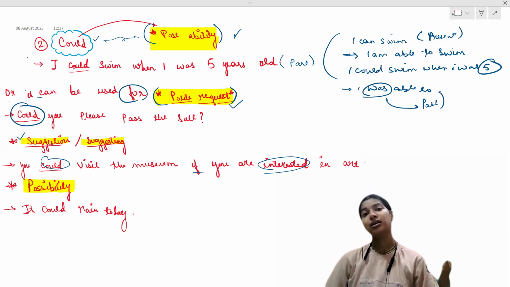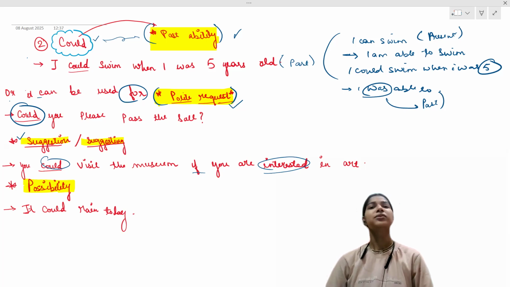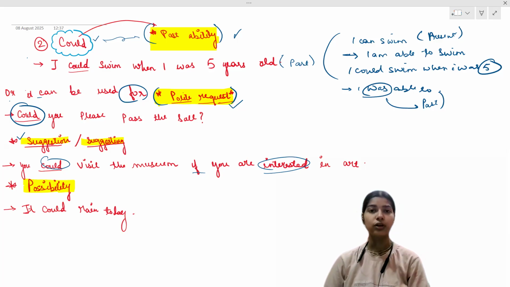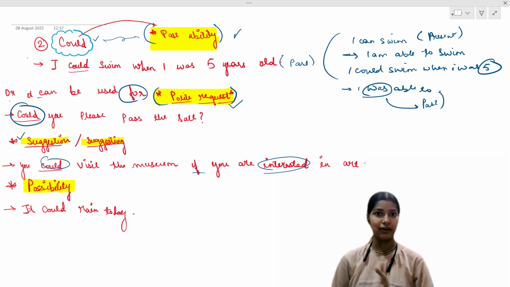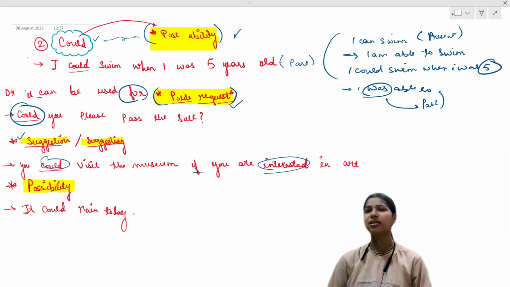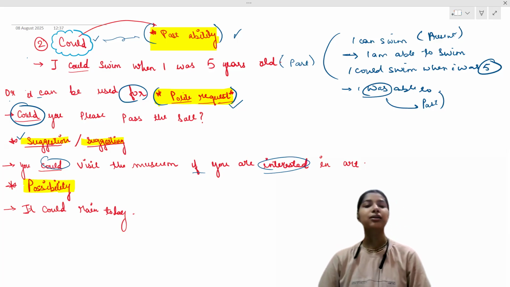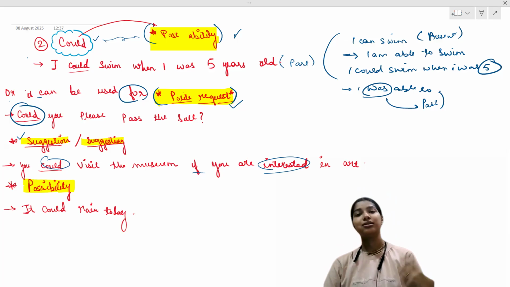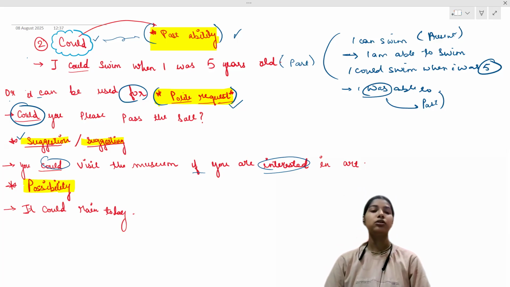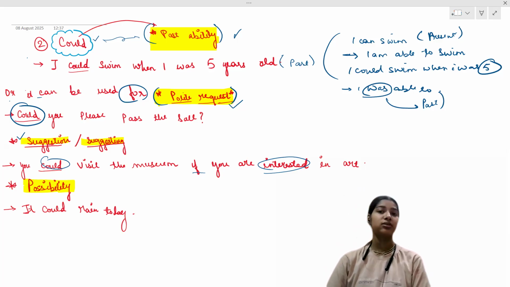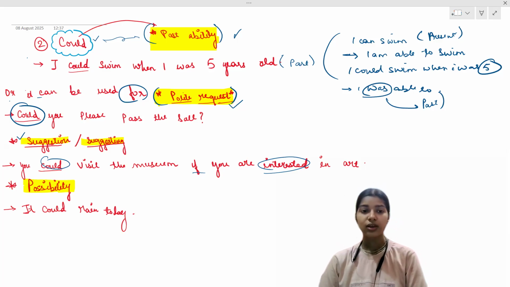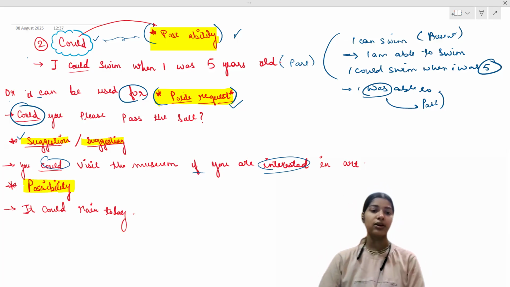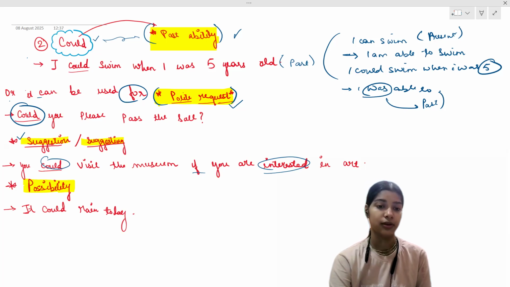Just like that, in the last lesson we used can. Can and could have lots of similarities, and later on there is another modal, would, that also has similarity. So we are interconnecting everything so that we do not have unnecessary confusion in our mind. You could visit the museum if you are interested in art. Here also you are suggesting. Here also you can visit the museum if you are interested in that. But if we want to say it in a more sophisticated or more formal way, we use could.